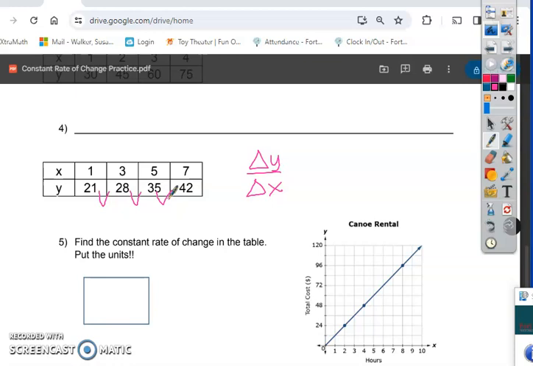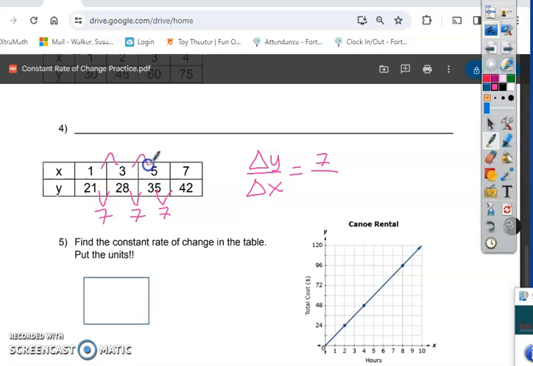And if you're counting up or subtracting backwards, you should get 7. 28 minus 21 is 7. 35 minus 28 is 7. 42 minus 35 is 7. Or I can count forward. This is my change in y. Change in y goes on top. It's opposite of how you see it in this horizontal table.